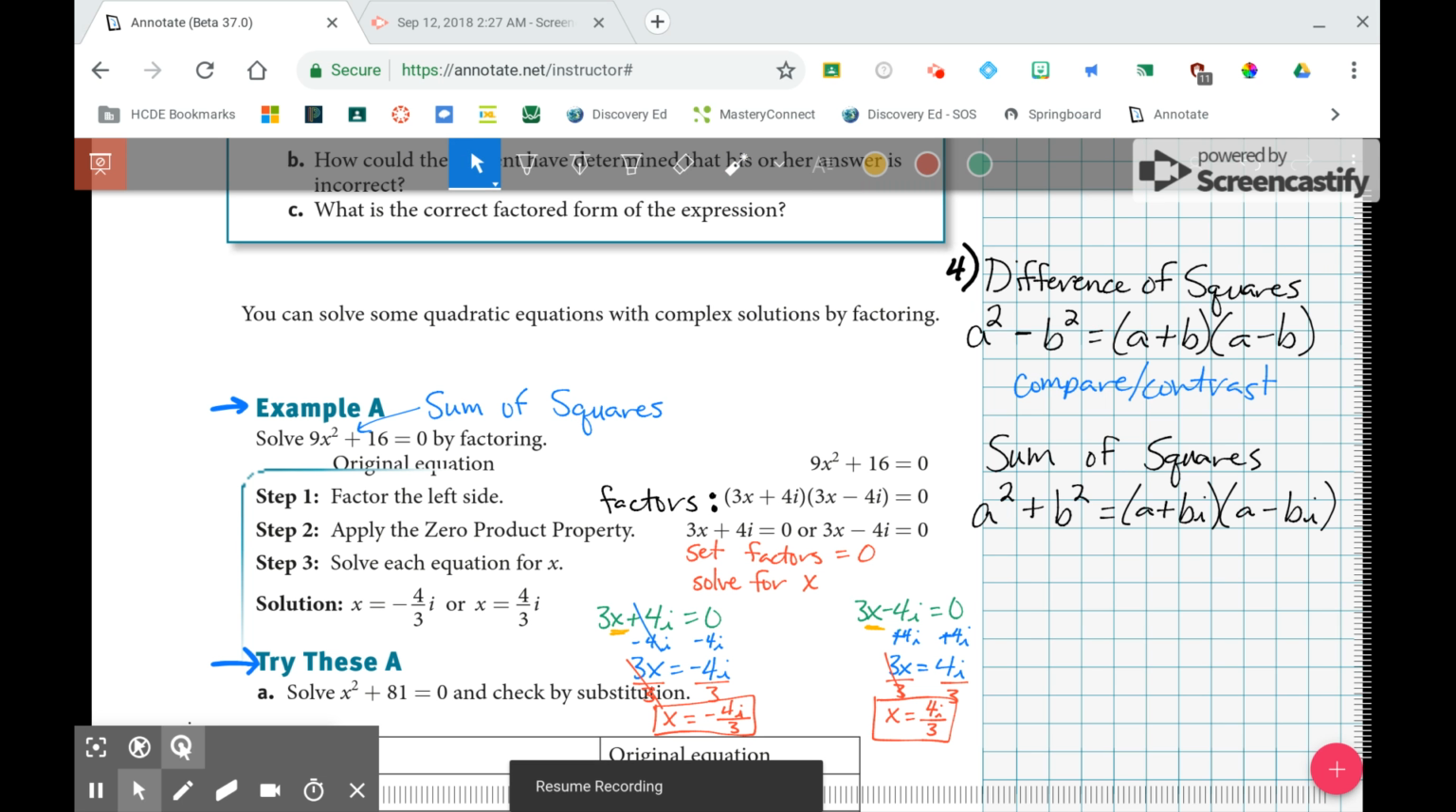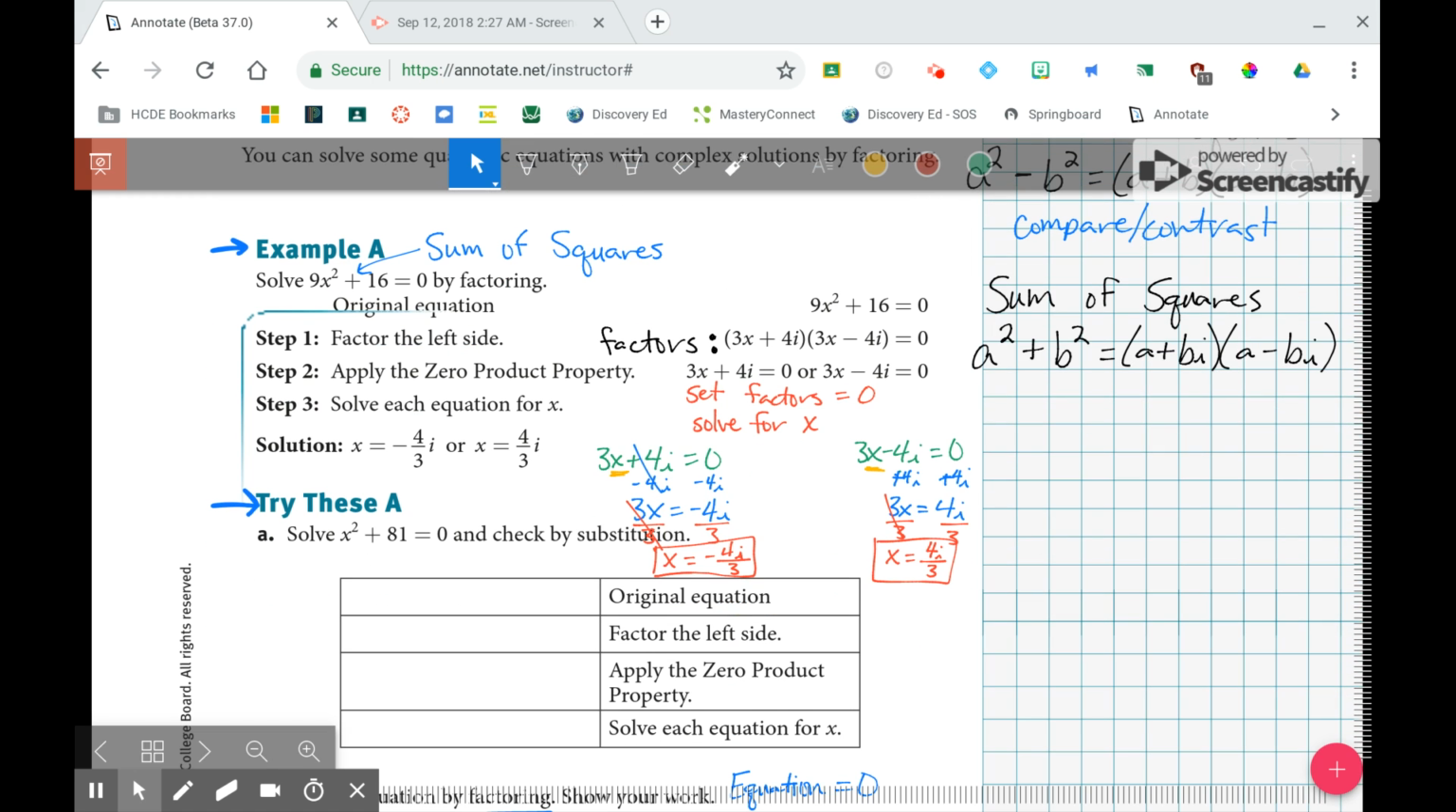So now that we've practiced with factoring, let's go just a step further and find x values. Let's start with this problem: 9x squared plus 16 equals 0. We would check for GCF first. There isn't one, so we're going to speed by that step.